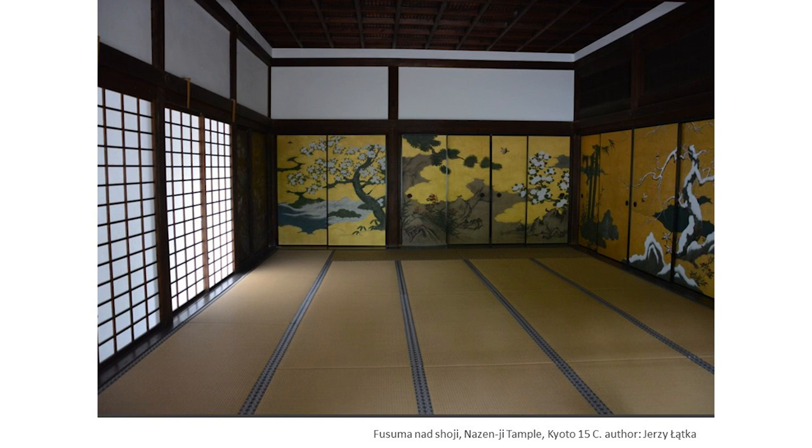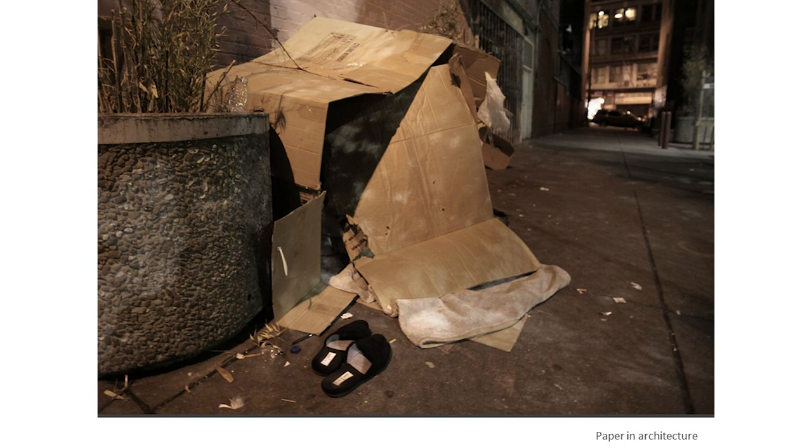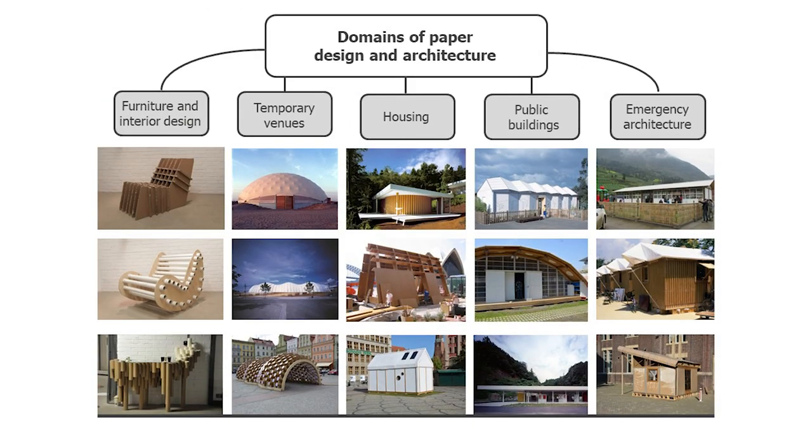But when we think about contemporary Western, let's say, architecture, I guess this picture comes to our minds. It doesn't have to be like that, because we can create very, very different things, starting from furniture, through temporary pavilions, venues, cultural venues, housing, even school or university public buildings, ending with emergency architecture, which I would like to talk about a little bit at the end of the lecture.